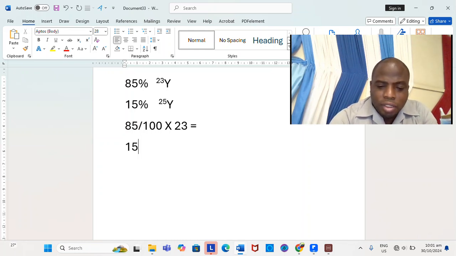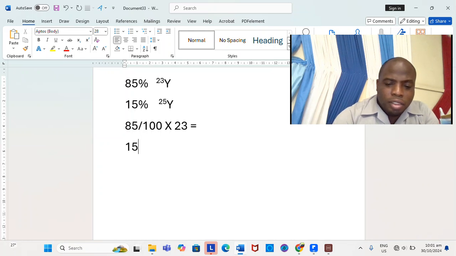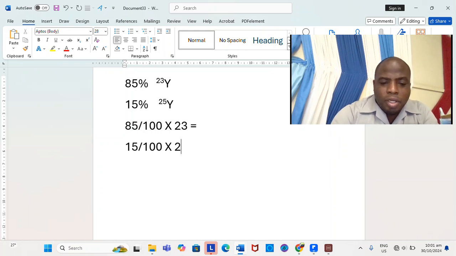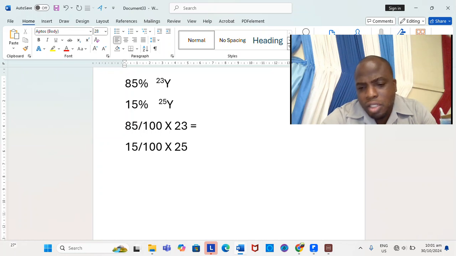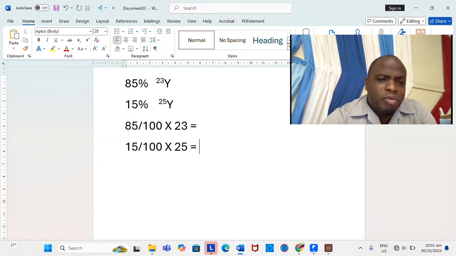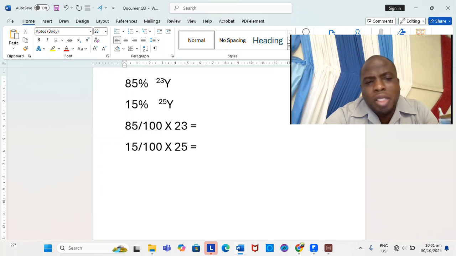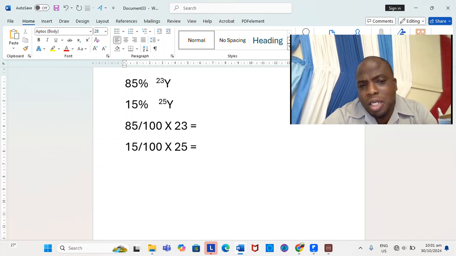15 divided by 100 times 25. Now if you notice, in terms of percentage, if I'm going to be looking for this particular atom in nature, there's an 85% chance that I will see one that has the mass number 23. There's a 15% chance that I will have one that says 25.